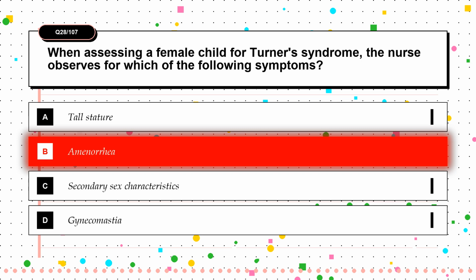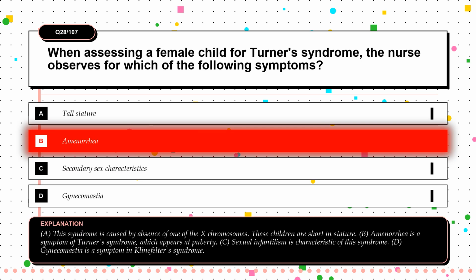The correct answer is option B. Amenorrhea. This syndrome is caused by absence of one of the X chromosomes. A. These children are short in stature. B. Amenorrhea is a symptom of Turner's syndrome, which appears at puberty. C. Sexual infantilism is characteristic of this syndrome. D. Gynecomastia is a symptom in Klinefelter's syndrome.